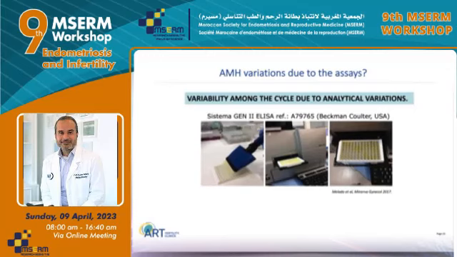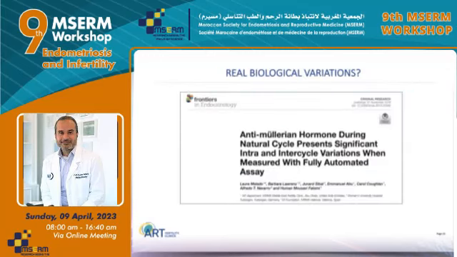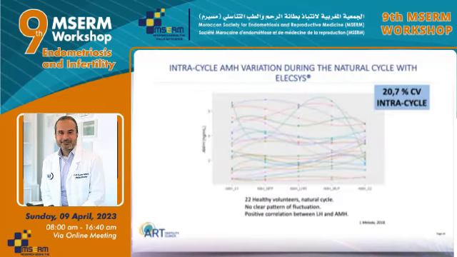But today, we know it's not only the technical variation that we are dealing with. Today, we know that it's also the biological variation we are dealing with. Why is there a biological variation? So this is a paper we published about 1.5-2 years ago, where we described that if you use the fully automated assay, you have significant variation within the cycle and between the cycles. So as you can see, you have here more than 20% intracycle variation within the cycle.